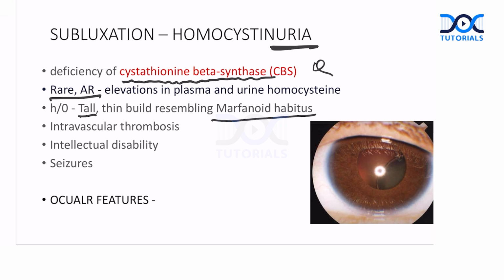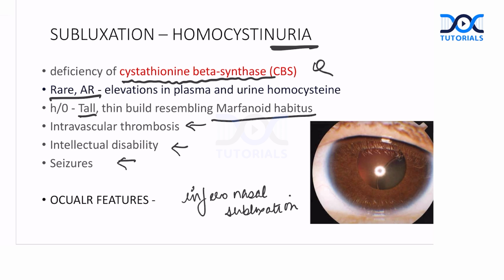Now how does the patient present? I hope you know there is a diplopia. Yes, there is a diplopia. But what is the systemic finding? The patient will have intravascular thrombosis, intellectual disability, and may have mental retardation with seizures also. Okay, remember. So the ocular feature will be mostly inferonasal subluxation. Okay, very, very important.